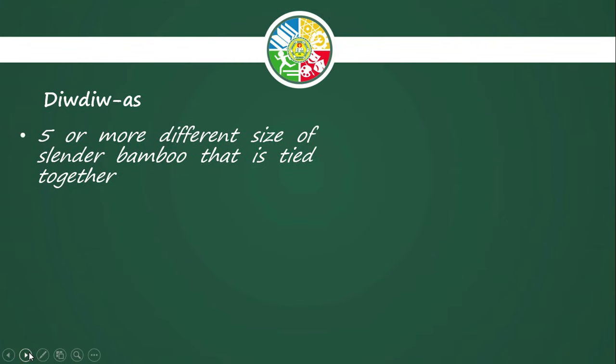The next one is Diwdiwas. It consists of 5 or more different sizes of slender bamboo that are tied together. So here is an example of Diwdiwas being played.